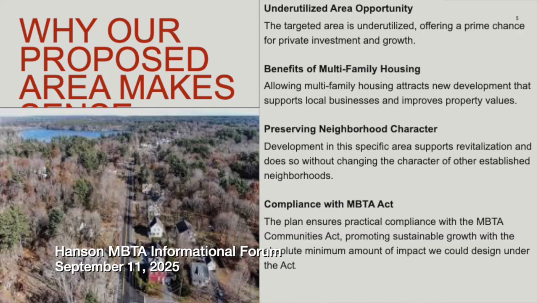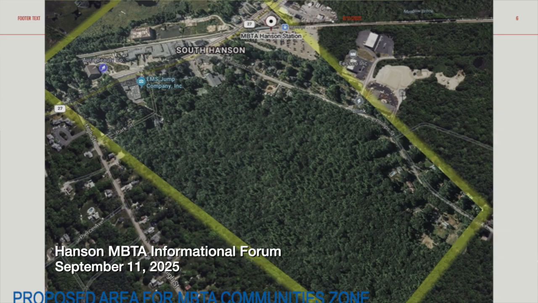Next slide, please. So this is a picture of the area that is set for the zone. I know it's hard to see, but you can see up towards the center, the MBTA station. There's a yellow line that kind of goes around the slide. This area right in the middle is the main area of the zone. You can see its location to High Street.